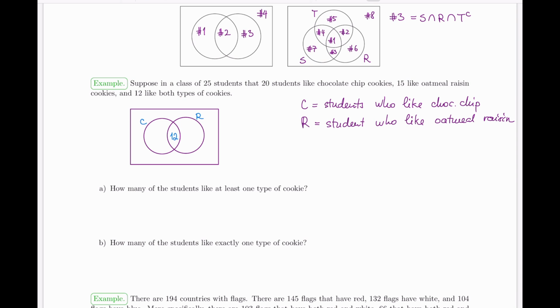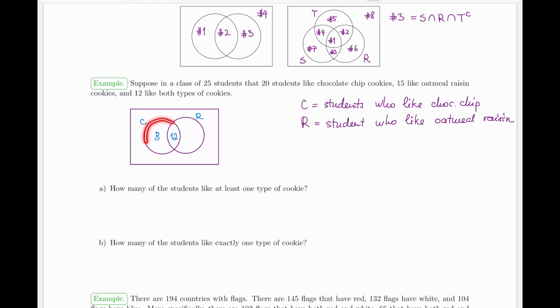With this information, I can use the other numbers and place them correspondingly. So let's revisit the other numbers again. There are 20 students who like chocolate chip cookies, which means that there are 20 students within this entire circle. 12 of them are here, so how many of them have to go outside if there's 20 in total? Well, I can subtract the 12, and therefore I will be left with 8 students out here.